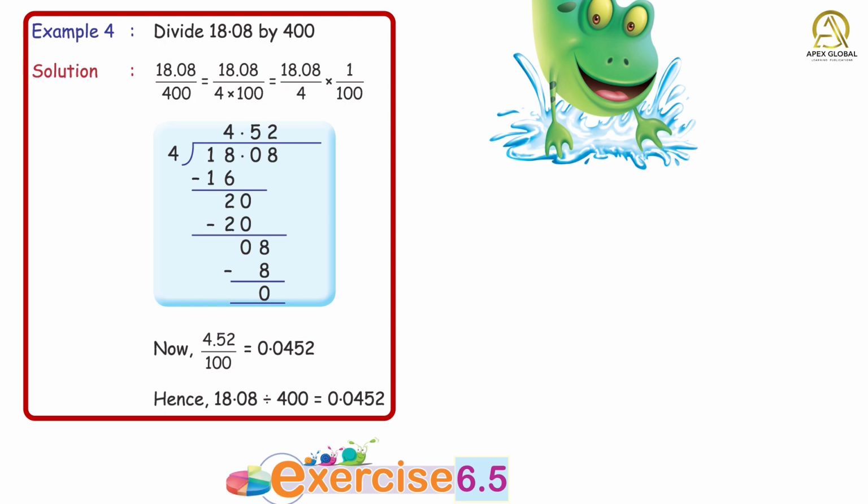Solution: 18.08 upon 400 equals 18.08 upon 4 into 100, which equals 18.08 upon 4 into 1 upon 100. Now 4.52 upon 100 equals 0.0452. Hence 18.08 divided by 400 equals 0.0452.